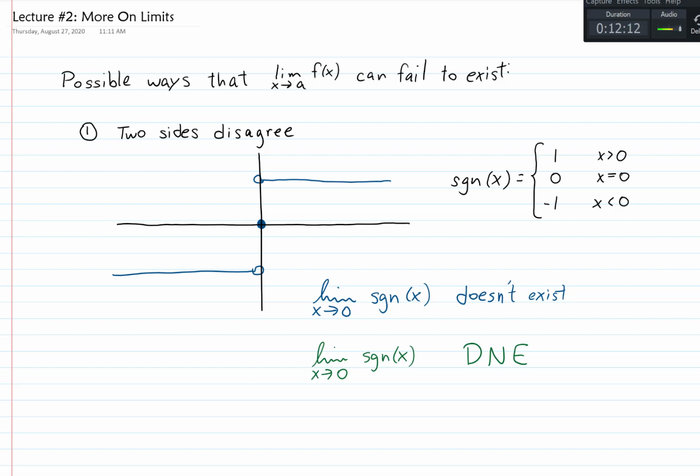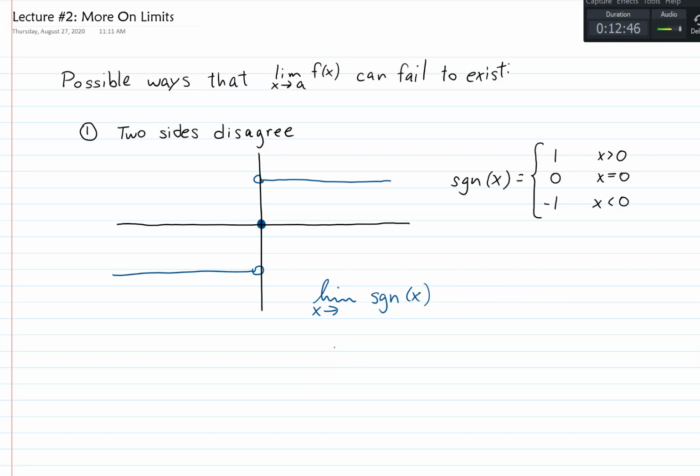We do call those things something. They're called one-sided limits, but we're going to cover those later. Right now we're doing limit, not one-sided limit. If the two sides don't agree with each other, then there isn't a limit at that point. There are limits of this function elsewhere. Let me show you.